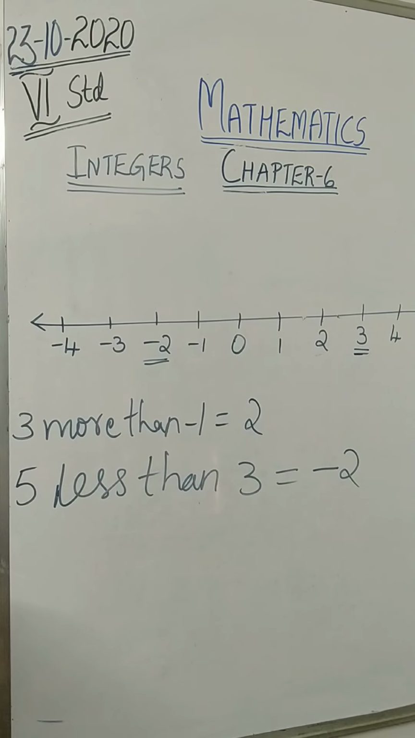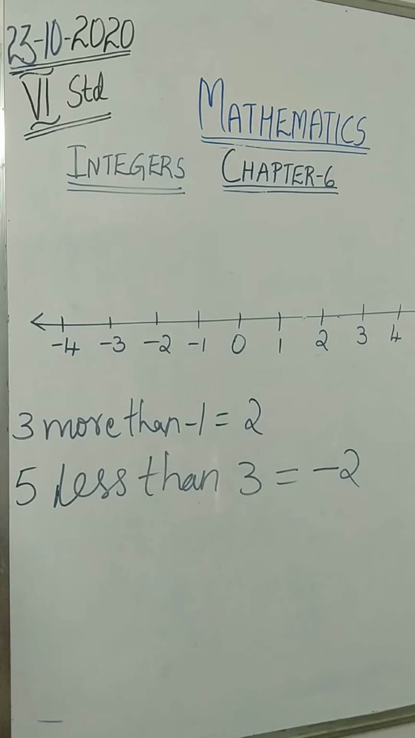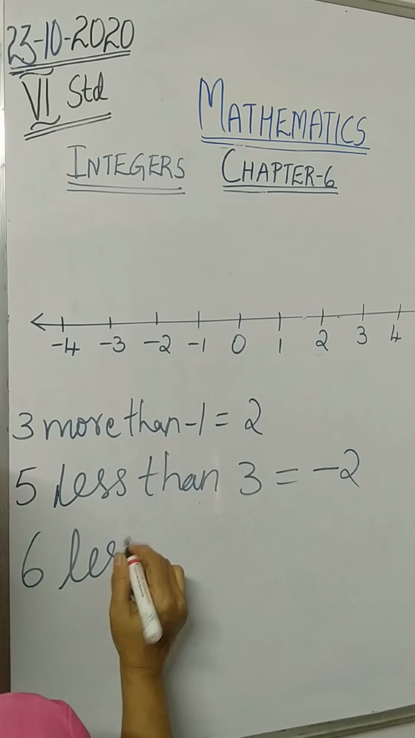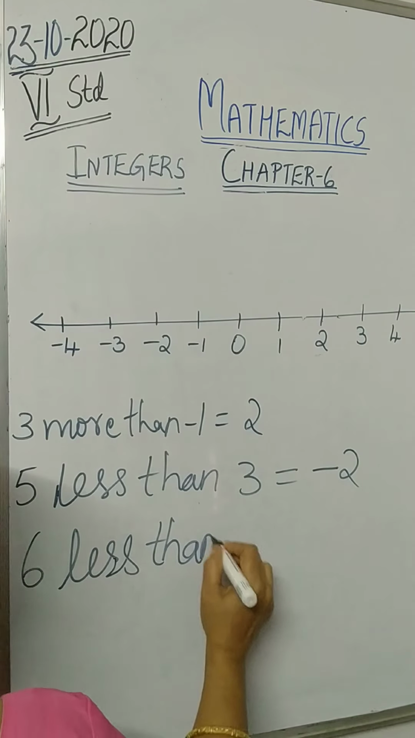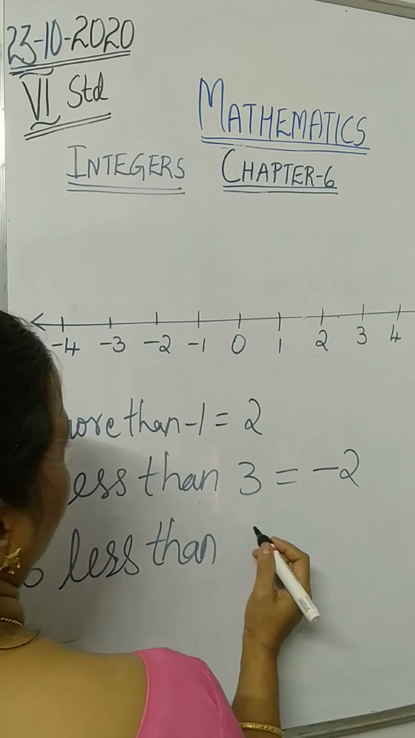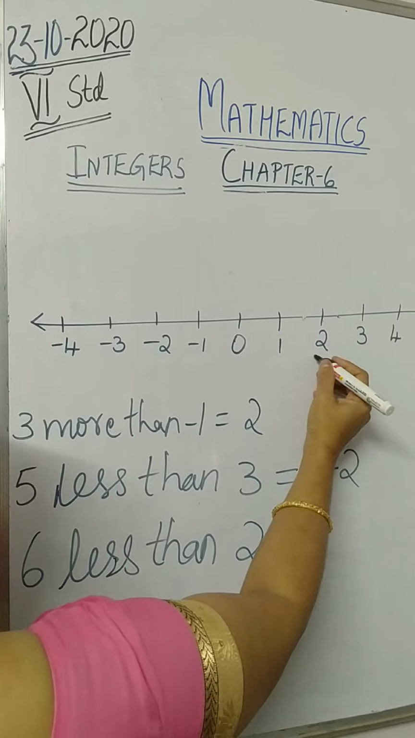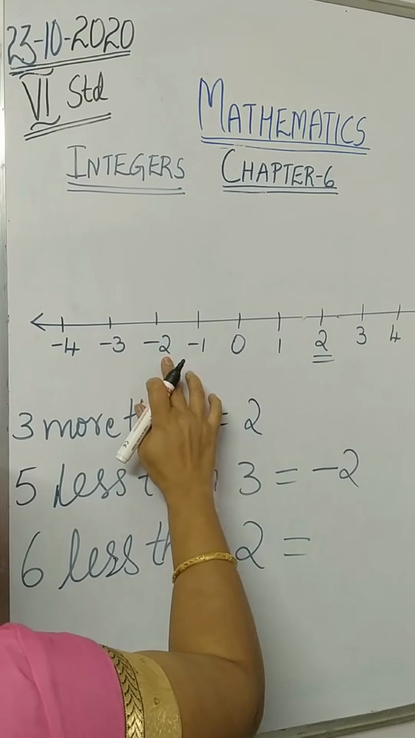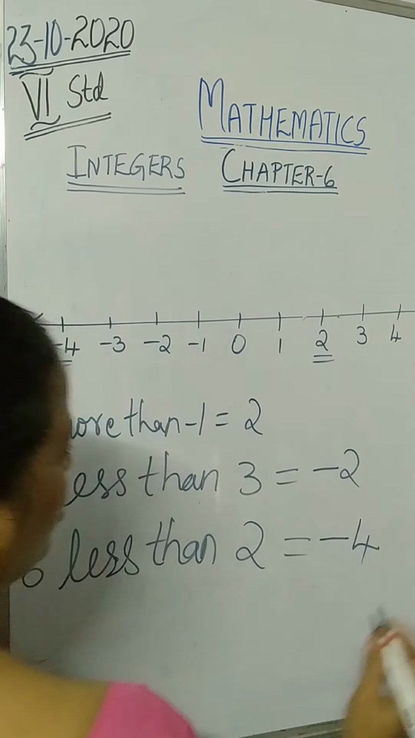Now let us see one more. How much is 6 less than 2? That is plus 2. 6 less than 2. Let us count from 2. Let us count to the left side. 1, 2, 3, 4, 5, 6. Which is the number here? So it is minus 4.